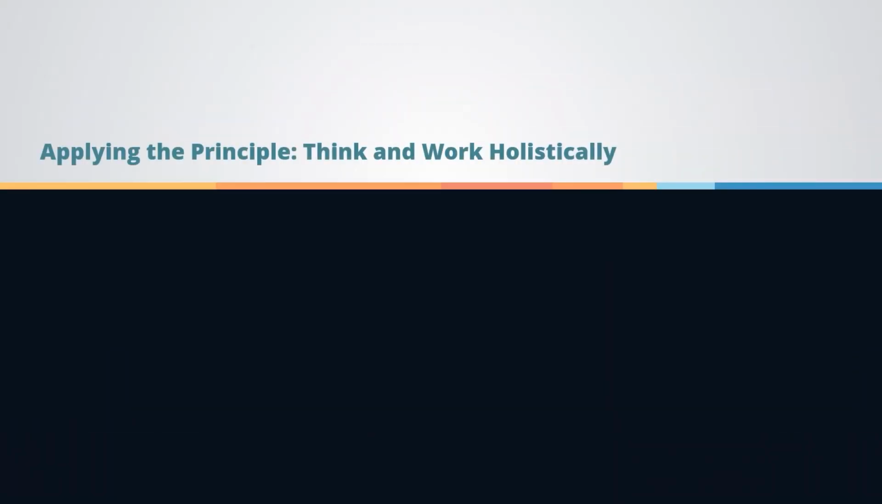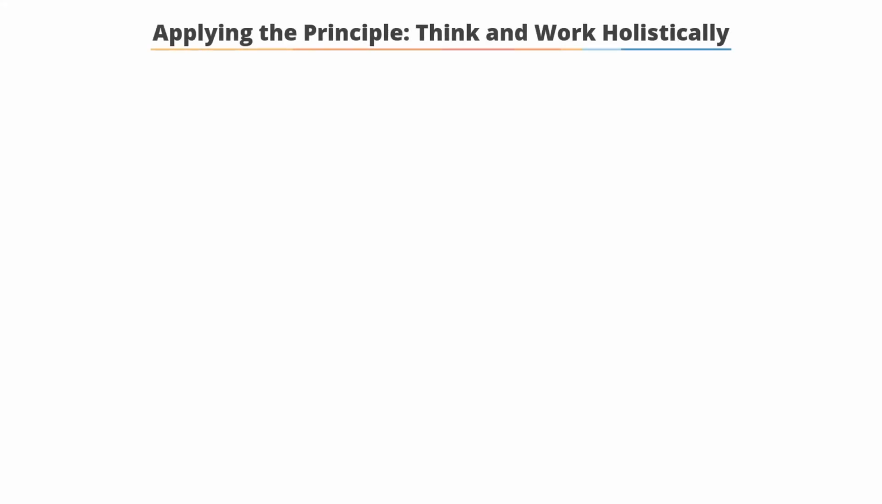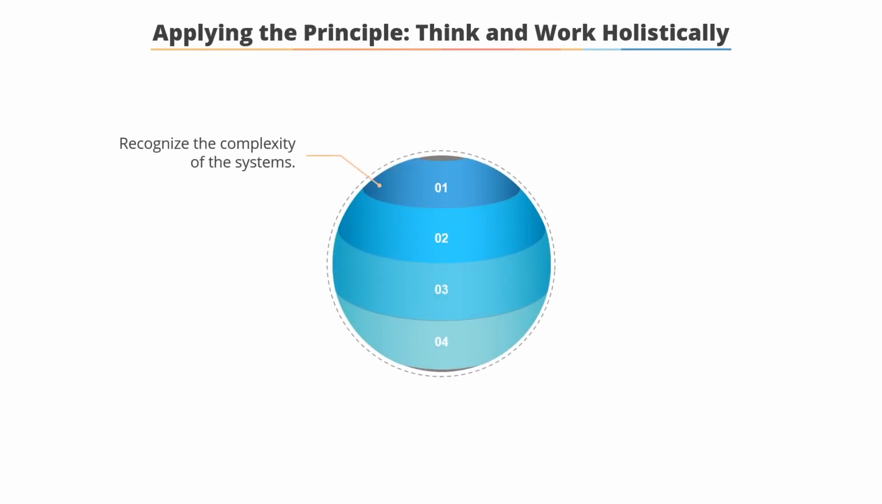Let's learn about applying the principle, think and work holistically. To apply this principle successfully, consider this advice. Recognize the complexity of the systems. Different levels of complexity require different heuristics for decision-making. Applying methods and rules designed for a simple system can be ineffective or even harmful in a complex system, where relationships between components are complicated and change more frequently.